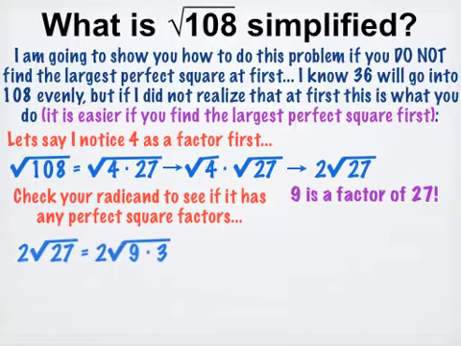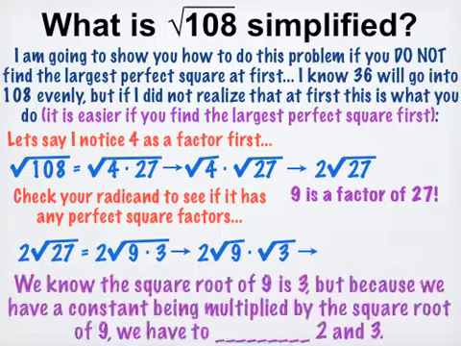Now I'm going to take 2 square roots of 27, and I'm going to set it equal to 2 square roots of 9 times 3. Go ahead and use your multiplication property and break this up into 2 times the square root of 9 times the square root of 3. This is what you need to pay really close attention to here. I'm multiplying 2 times the square root of 9. We know that the square root of 9 is 3.